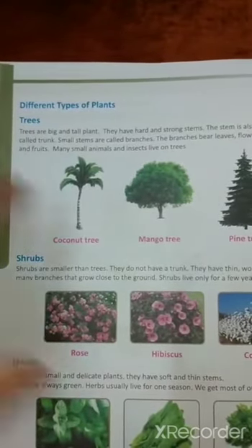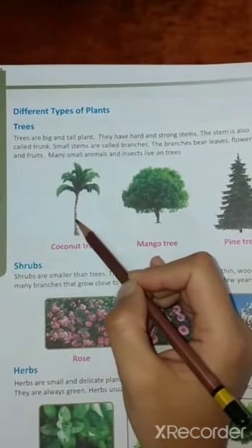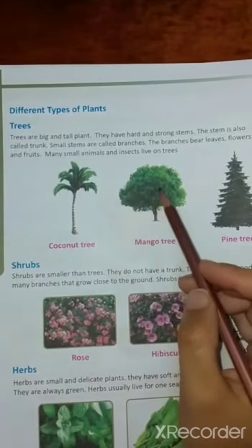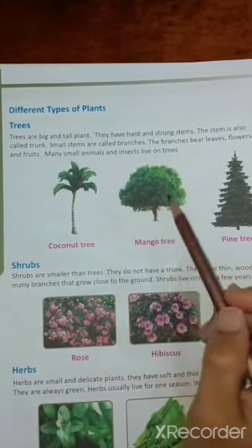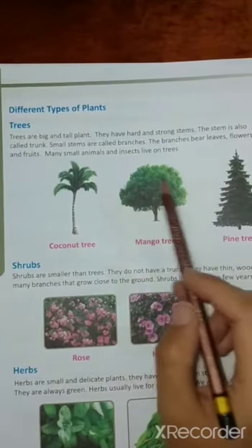Trees are the big plants. They have a trunk. The strong stem is known as the trunk, and the small stems are known as branches. Branches have leaves, flowers and fruits, and many animals live on the trees.